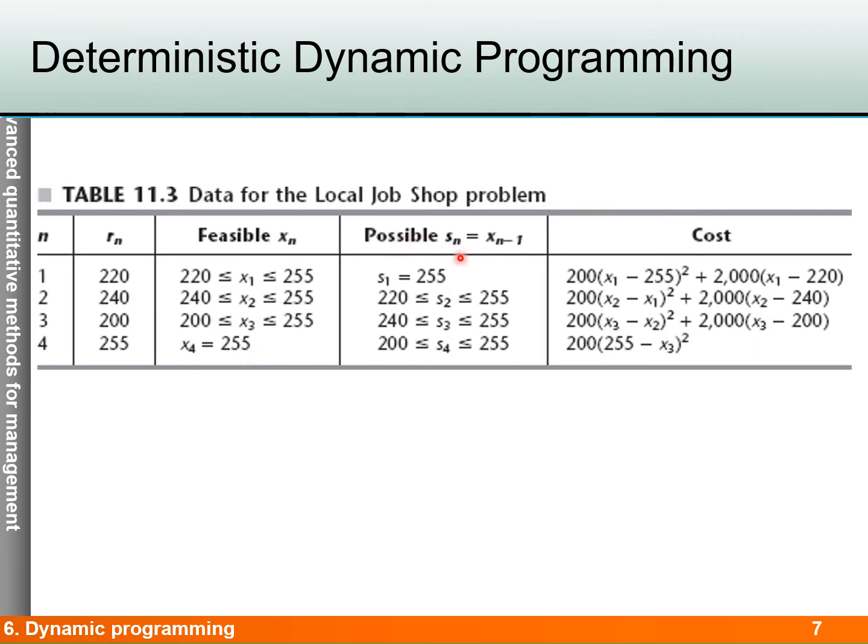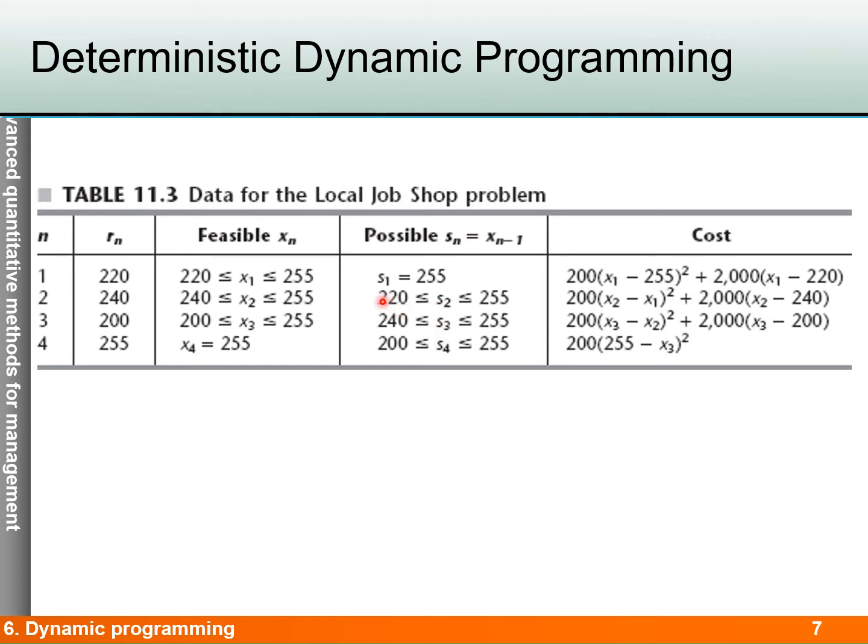And the possible Sn is xn minus 1. As you remember, S1 is equal to x0 that we had before, which is equal to 255, because it comes from the period of spring that we already know. And these S2, S3, and S4 are the availabilities of the periods 2, 3, and 4.